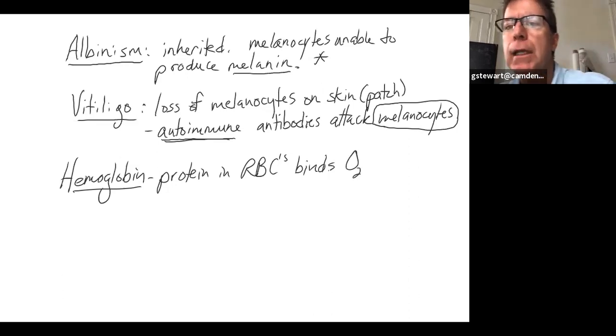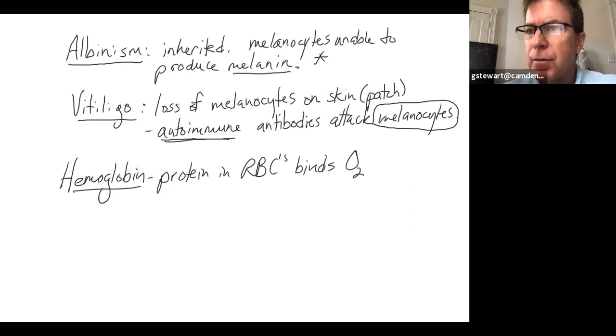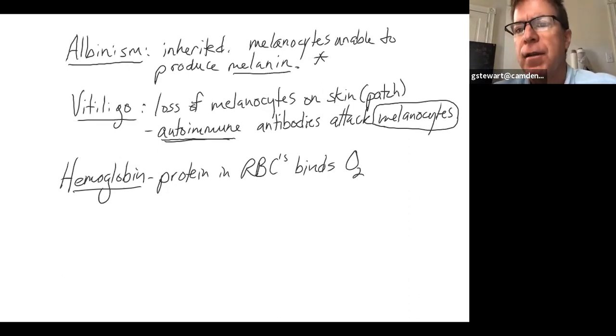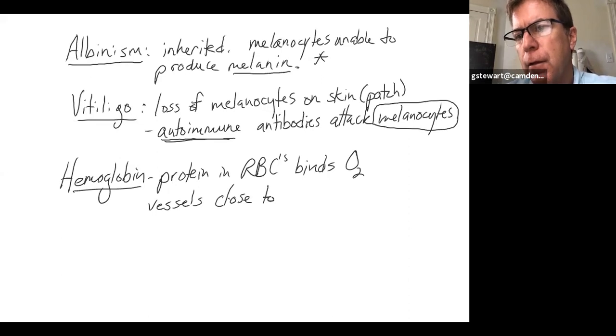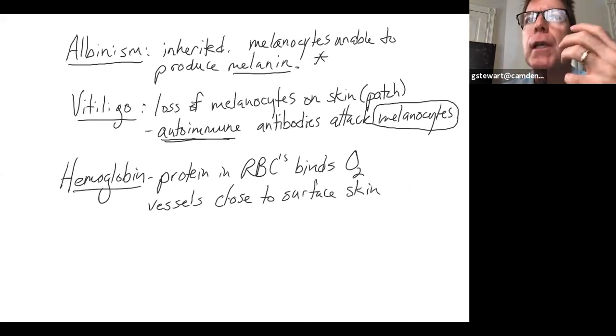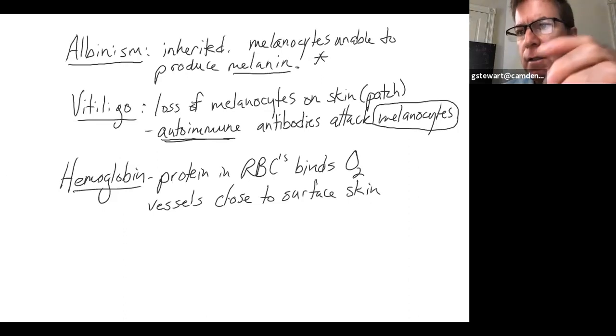When that protein in red blood cells binds oxygen, it turns the cell bright red. That's what gives arterial blood a much brighter red color than venous blood, because it has more oxygen in it. Anyway, vessels, especially in fair-skinned people, that are close to the surface of the skin contribute to skin color, particularly during times of high vascularization.